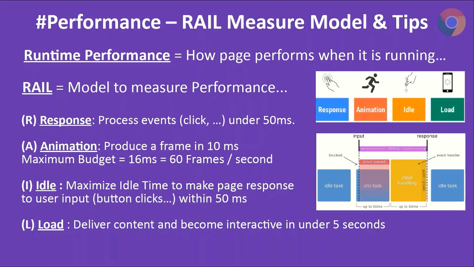To measure the performance, we use the RAIL performance model. It stands for Response, Animation, Idle, and Load. Response must answer under 50 milliseconds. Animation must be rendered at most at 16 milliseconds, which is 60 frames per second. Idle time needs to be maximized to make the page respond within 50 milliseconds. Load should deliver the content of the page and become interactive in less than 5 seconds.